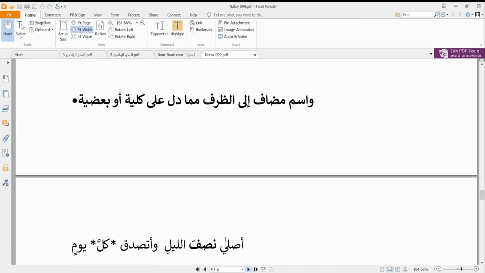That is the ismu mudafun ila zarfi mimma dalla ala kulliyati aw ba'diyya. It is an ismu, it is a mudaf that is also telling us a zarf. It is also explaining to us a zarf, and it's dalla ala kulliyya. It explains whether that whole zarf, that whole time or place is affected, or ba'diyya, part. Let me just give us an example to clarify that.